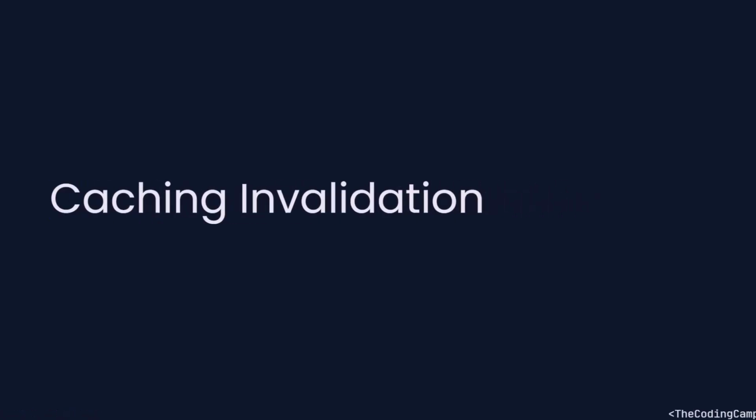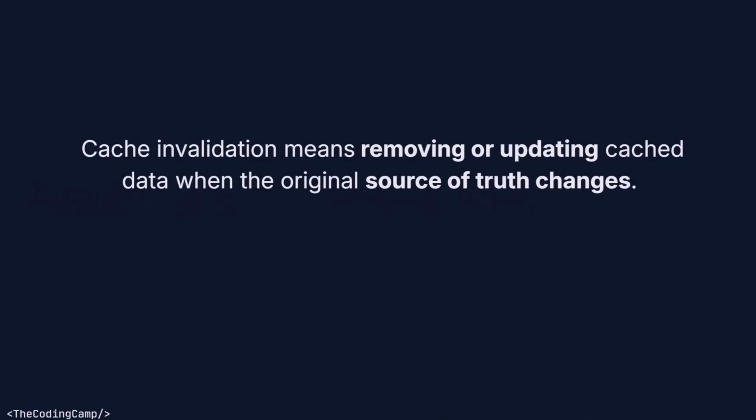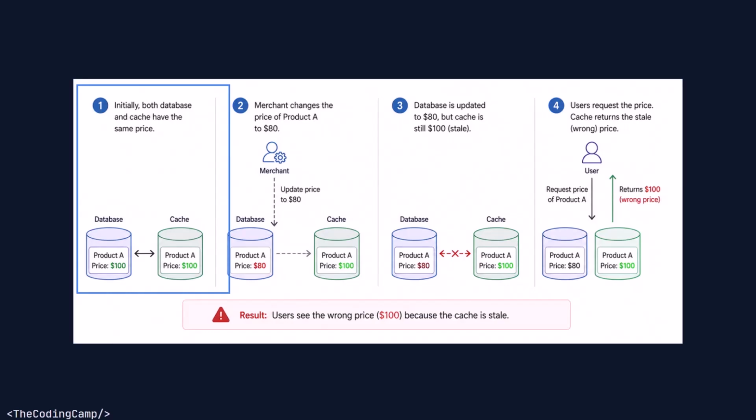Cache invalidation means removing or updating cached data when the original source of truth changes. For example, let's say your database stores product prices. In the database, the price of product A is 100. So the cache stores 100 as well.